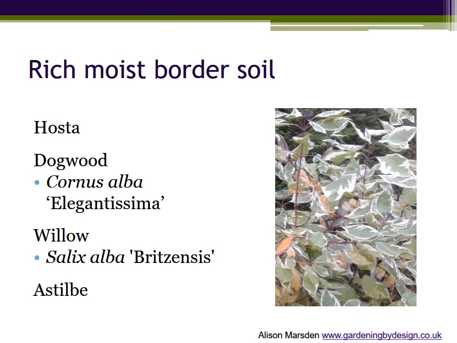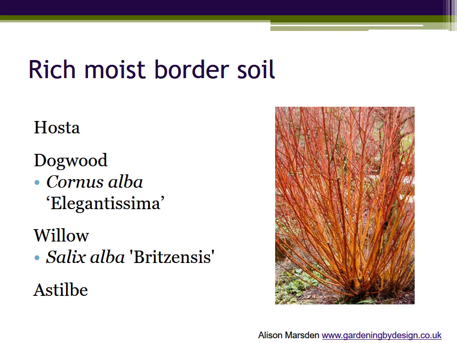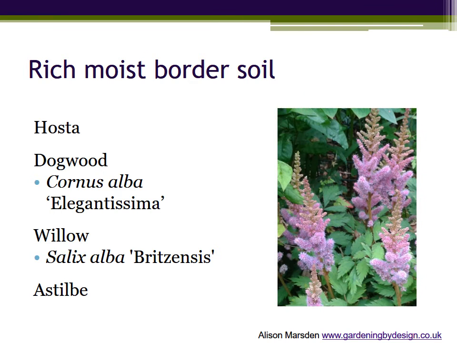The coloured stems of dogwood, this one has variegated leaves for summer interest too, and willow are also naturally found in damp waterside locations. Willow has many varieties, but Britzensis has lovely orange stems in winter. And astilbes are another plant, familiar from the border, that are more vigorous and happy in damp soil. Colours range here from cream through pink to red.